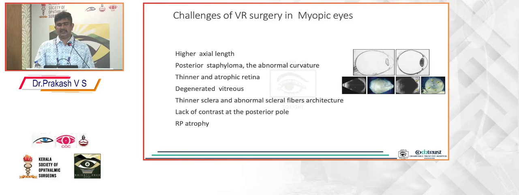And it also decreases the contrast, so that we cannot see the retinal layers like you see in normal eyes. And degenerated vitreous: many of these eyes have schitic vitreous, which leaves many layers of vitreous. Even if you feel there is a PVD, after you induce one, you will see there are multiple vitreous membranes still remaining. Then they have thinner sclera and abnormal scleral fiber architecture, which makes wound closure difficult, and as I told earlier, the lack of contrast at the posterior pole.